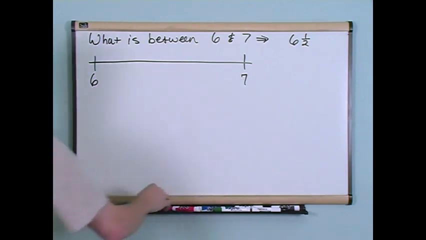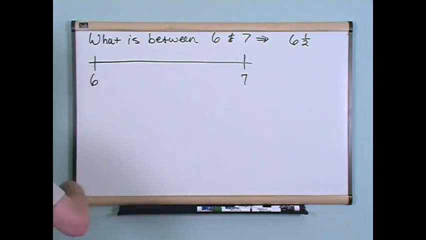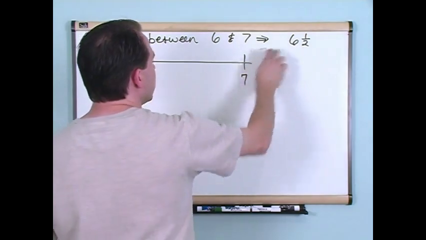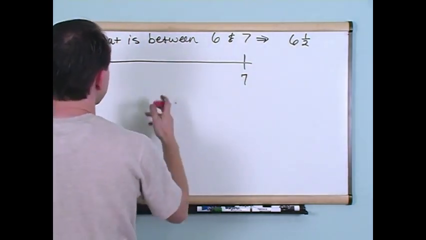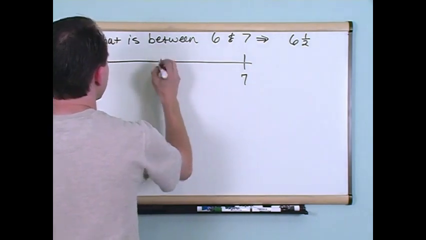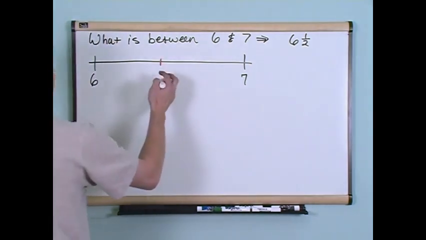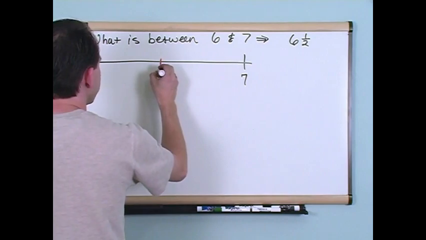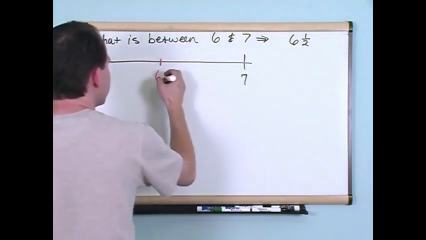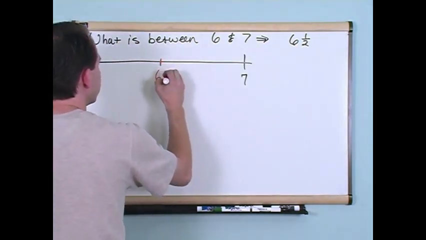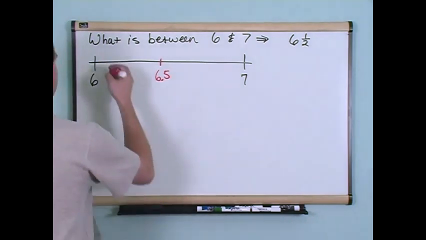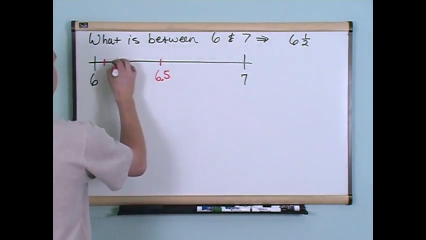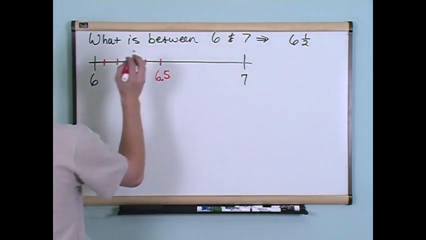Now, we already said that between 6 and 7, we're going to have 6.5, right? It's going to be right in the middle here. So let's go ahead and do that. We'll have 6.5, but we're going to write it a little bit differently. Instead of writing the 1/2, we're going to say 6.5. Now, to understand where this comes from, here is 6.1, 6.2, 6.3, and 6.4.